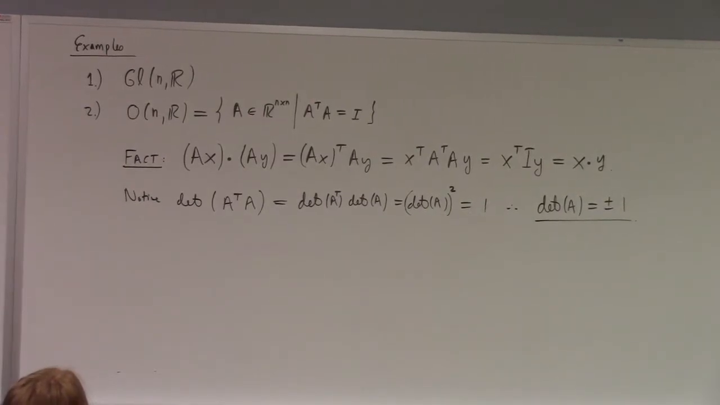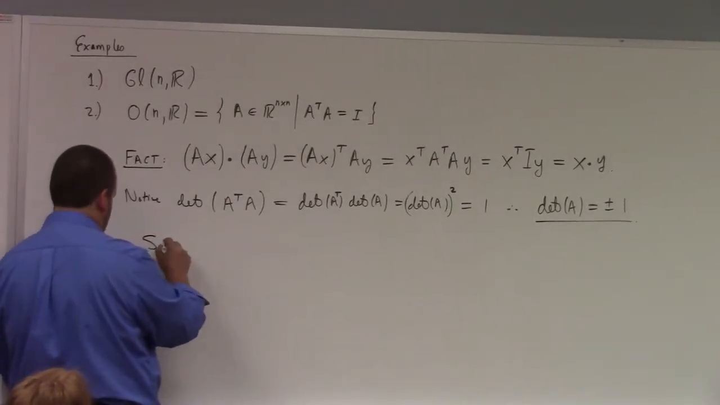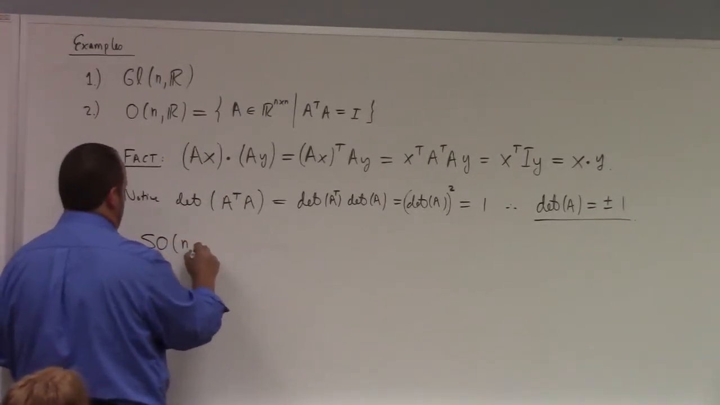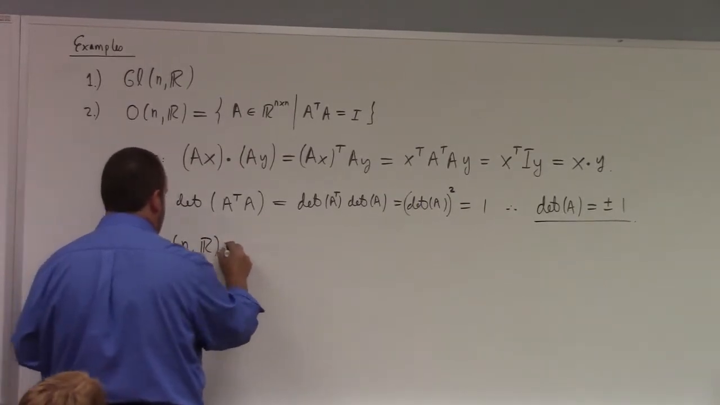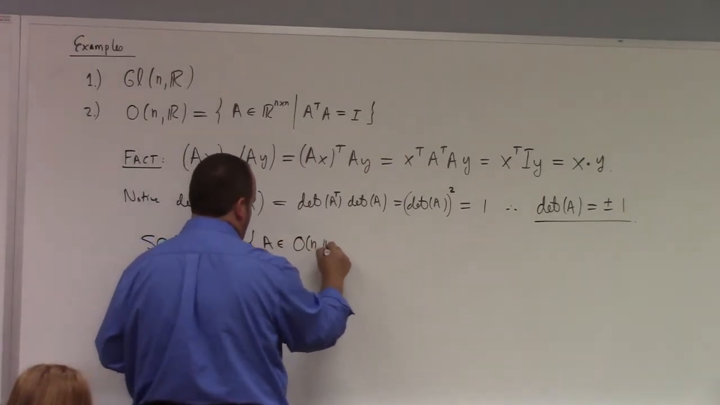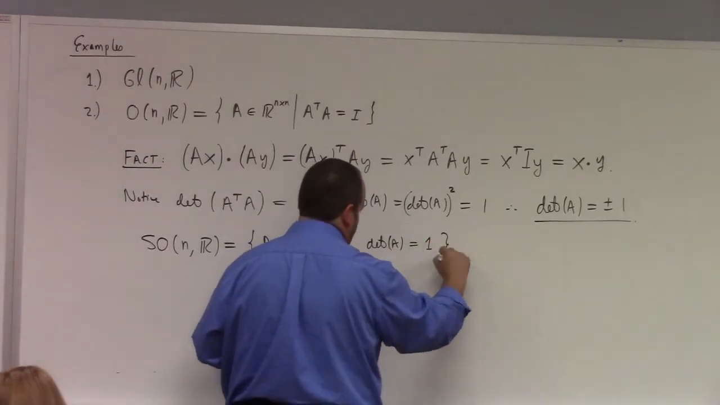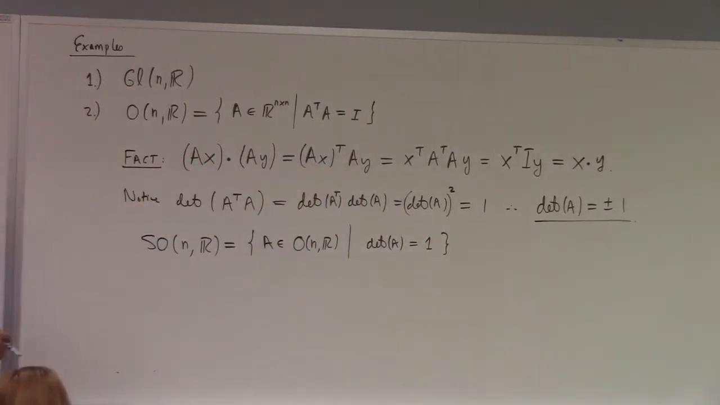We have a name for the ones with determinant 1. What do we call those? Special orthogonal group here. So SO_n(R) is equal to A in O_n such that the determinant of A is equal to 1. Generally speaking, in the examples I'll show you, if we tack on an S, it makes the determinant 1. All right, so that's the special orthogonal group.